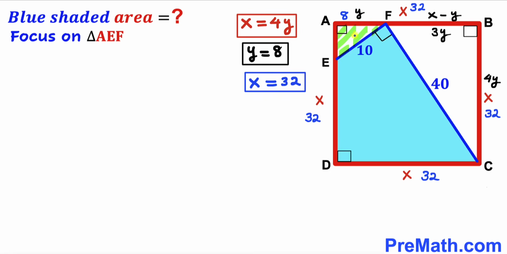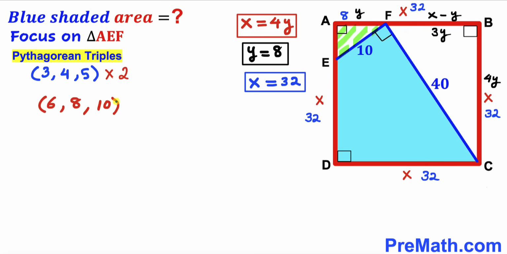And now we are going to focus on this tiny right triangle AEF. Let's recall the well-known Pythagorean triplets 3, 4, 5. If I multiply across the board by 2, then our new set of Pythagorean triplets are 6, 8, and 10. For this triangle, this number is 8, this number is 10, so this AE length has got to be 6 units.